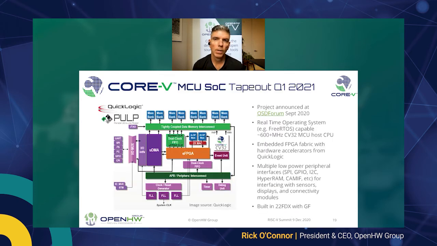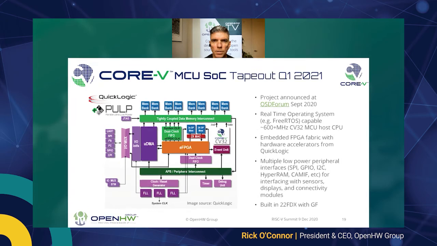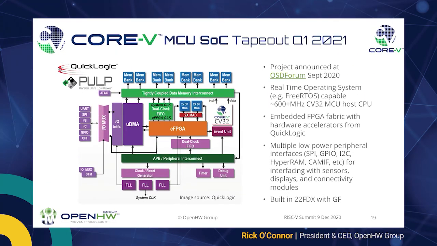An interesting project underway within the cores task group is the Core 5 MCU SoC that we're taping out in the first quarter. And this is a production grade SoC that will be built in GlobalFoundries 22FDX that will have embedded FPGA from QuickLogic attached to the CVE4 embedded class 4-stage core. So it's a compelling MCU that will be able to demonstrate a full range of capability of that core and leverage the software tool chain work that's been done as well.